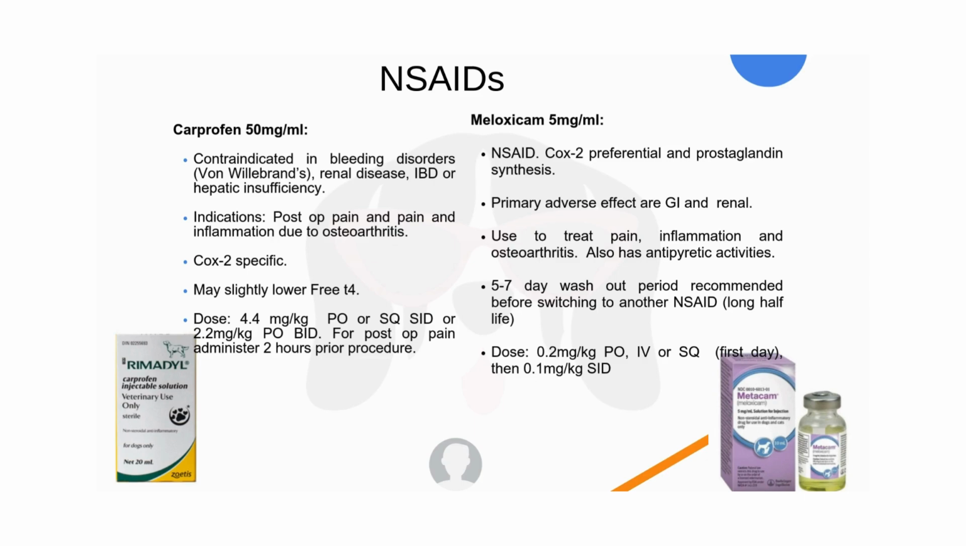Then we have meloxicam. It comes in a 5 milligram per ml concentration. It's COX-2 preferential and inhibits prostaglandin synthesis. The dose is 0.2 milligrams per kg IV or sub-Q on the first day, and then 0.1 milligrams per kg once a day. If you give this medication and then you want to switch to another NSAID, you need to wait 5 to 7 days as a washout period, and this is due to the long half-life of the medication.